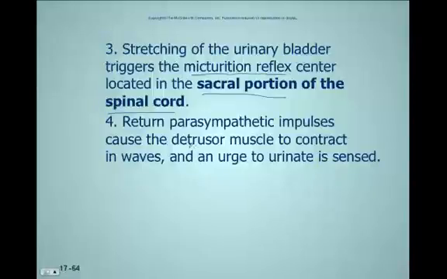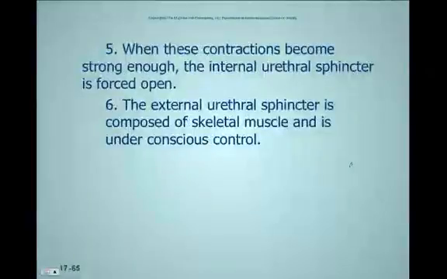Return parasympathetic impulses will also cause the detrusor muscle to contract in waves, and an urge to urinate will be sensed. So when micturition happens, we're going to get the sensation to urinate. That doesn't necessarily mean that you're going to urinate, because you have control over that external sphincter, unless you've had some damage to the perineal muscles. But for the most part, most people have control over that external urethral sphincter. So even though the micturition reflex may be occurring, you're not necessarily urinating until you release that external urethral sphincter. However, you will have the urge to urinate.